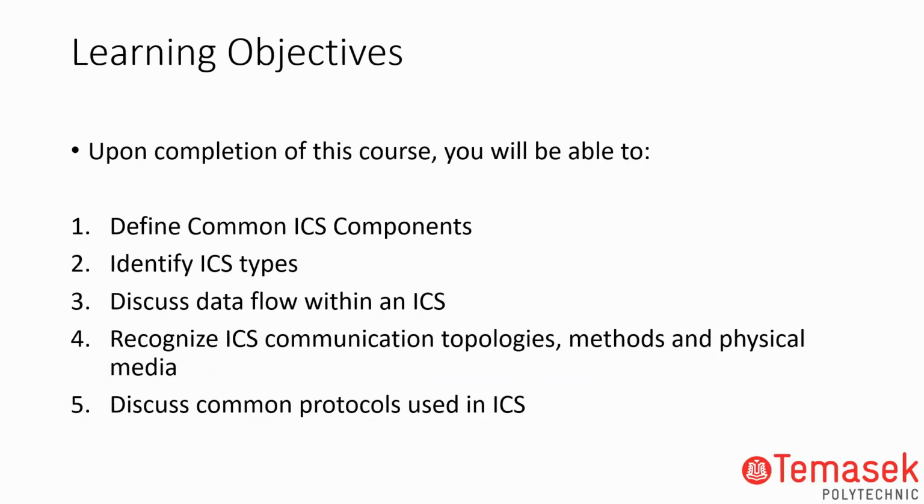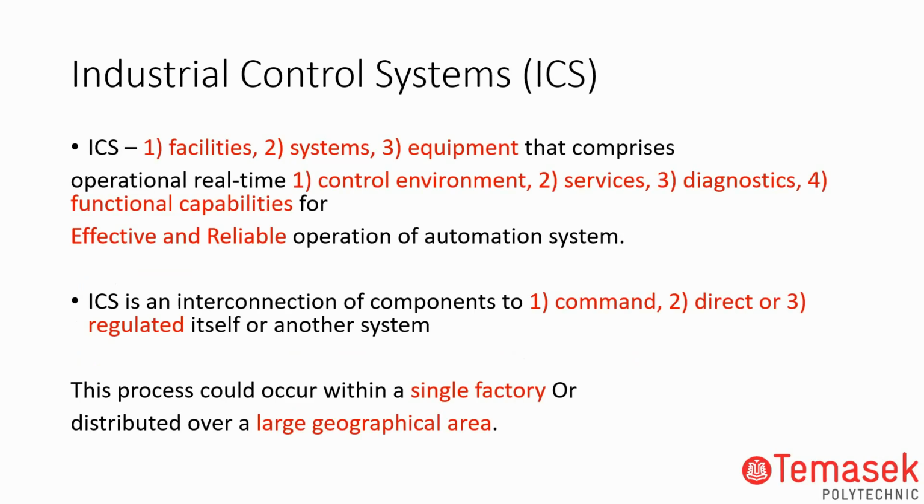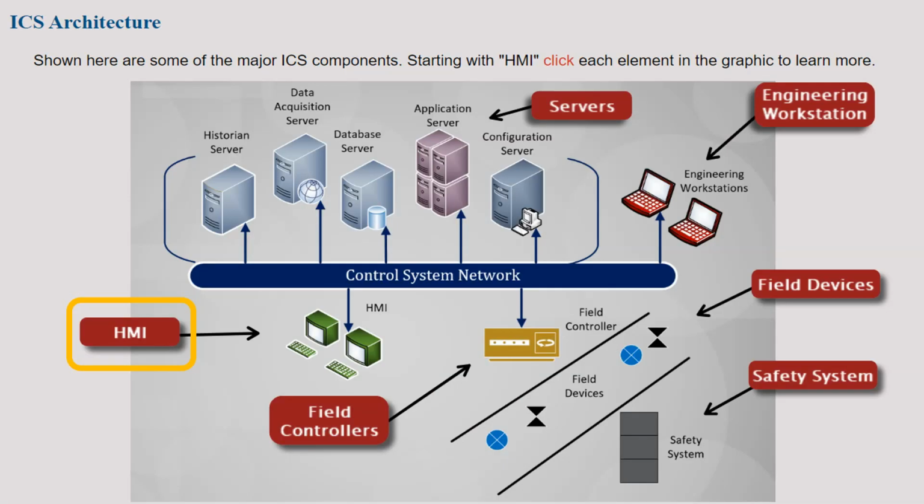So what do we cover today? We'll cover the following items. We're going to define what an industrial control system is, identify the various types, the data flow, and then the communication topology, the methods and the physical media. We look at some of the common protocols used in ICS as well. Next, let's start from the components themselves. We look at the architecture and then we look into each segment in depth. ICS was already covered, so let's skip this part.